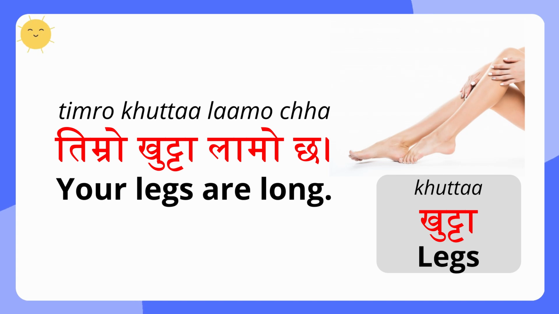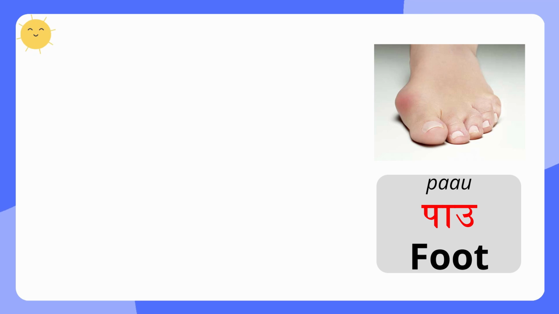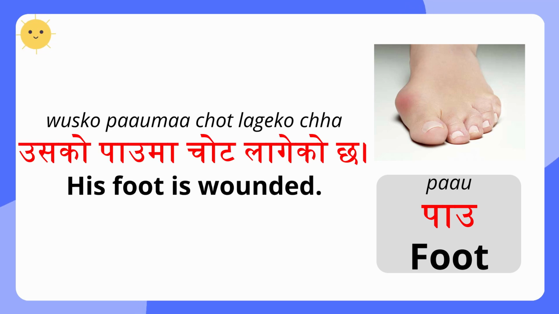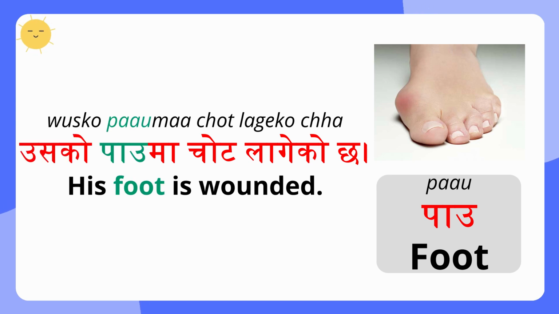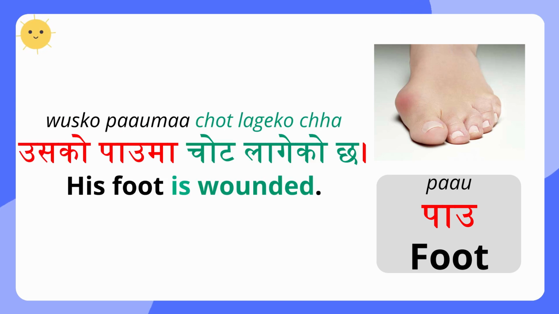And the last word for today's session is पाउ, which means foot. उसको पाउमा चोट लागेको छ. उसको means his, पाउमा means on foot, चोट लागेको छ means is wounded. So his foot is wounded, or he has a wound on his foot.